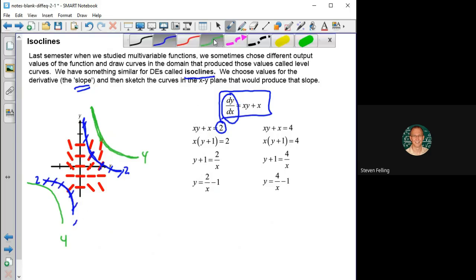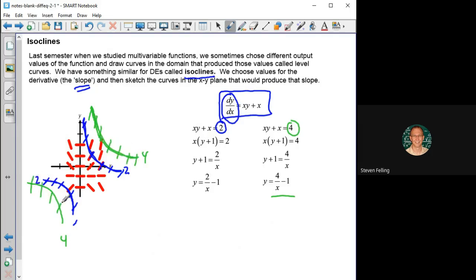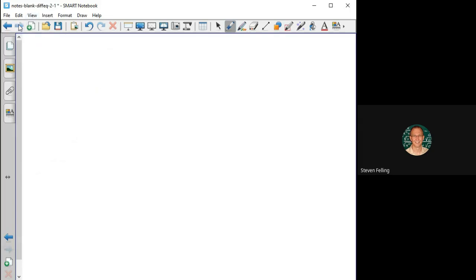On the other hand, if I wanted to pick a different value like 4, like where are the xy places that have a slope of 4, I could put a 4 there and I would get y as 4 over x minus 1, which is these curves. These are the places where the slope is steeper. At every place on there, the slope would be 4. So drawing something like a level curve, but levels of the slope for the differential equation, is referred to as an isocline. Lots and lots of terminology, especially here in the beginning of the course.